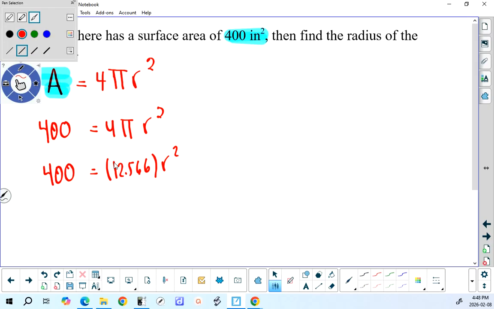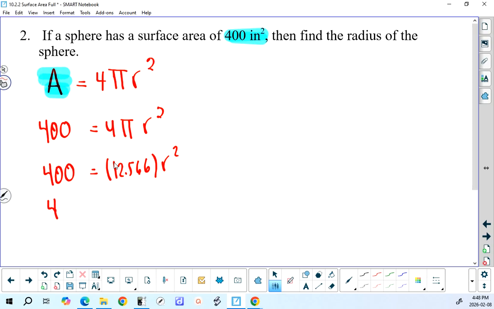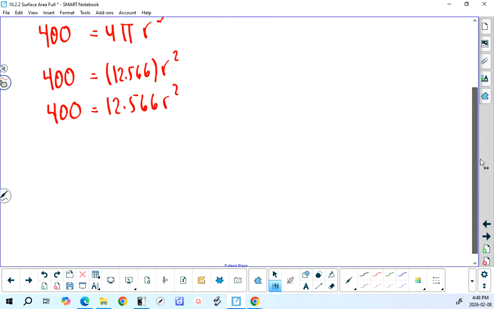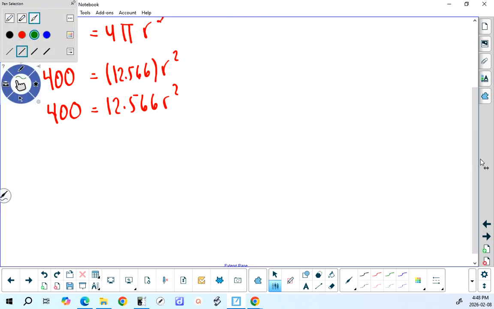12.566. Now we want to get R by itself. Well, what's happening here, and I'm going to rewrite this. I don't even want the brackets. 12.566 R squared. What's happening is we want to get R by itself, but it is being multiplied by 12.566. So how do we get rid of that?